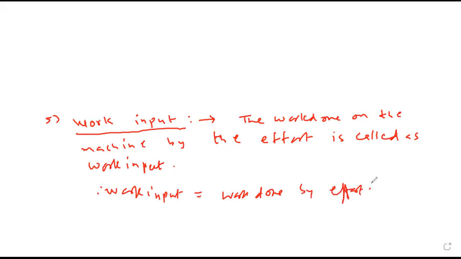Work done on the machine by the effort is called work input.